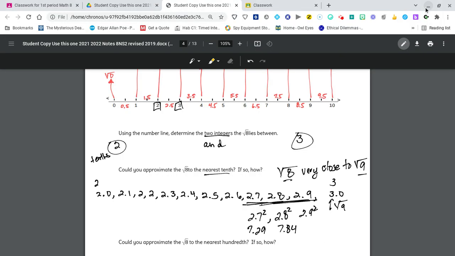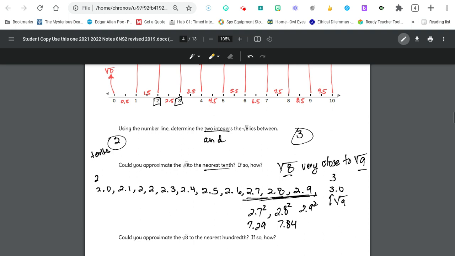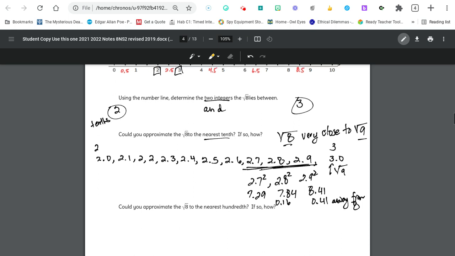So we're over 8. This is 8 and 41 hundredths. This is 41 cents, if you look at it in terms of money, away from 8. This is only 16. So 2 and 8/10 is going to be the best approximation. So to the nearest tenth, the square root of 8 is approximately 2 and 8/10.